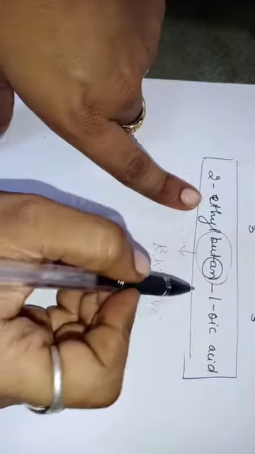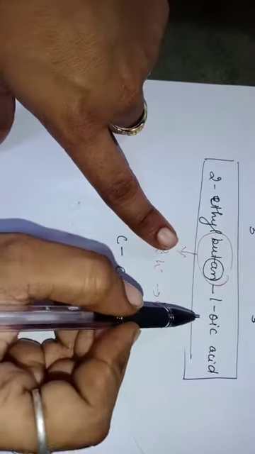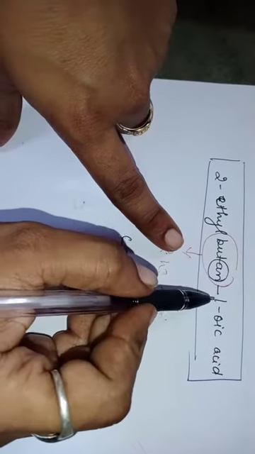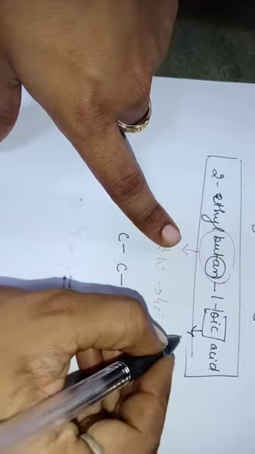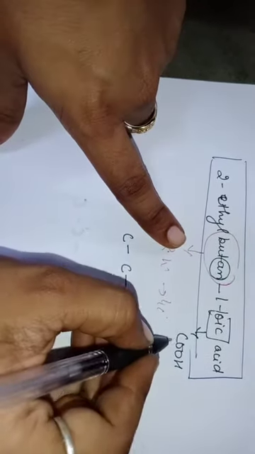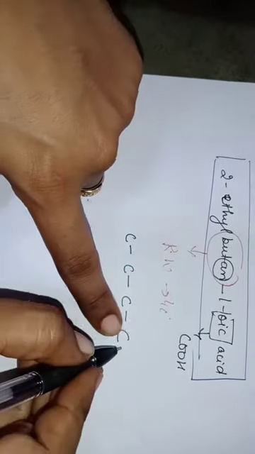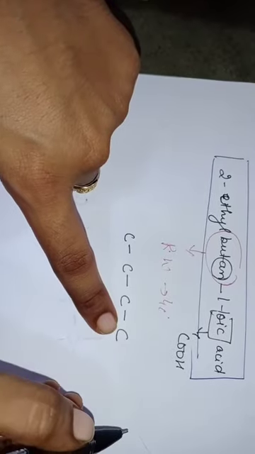Okay, now then identify the functional group. Now there is one functional group attached on the first position, that is oic acid. Now what is oic acid, children? Oic acid means COOH. Now whenever there is COOH, we will not draw one more COOH here.